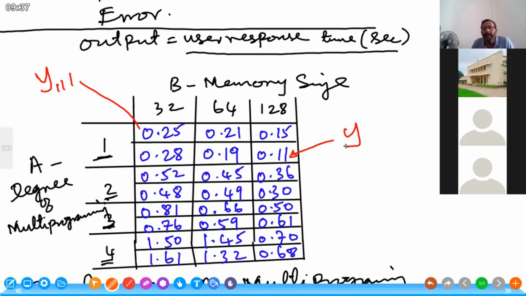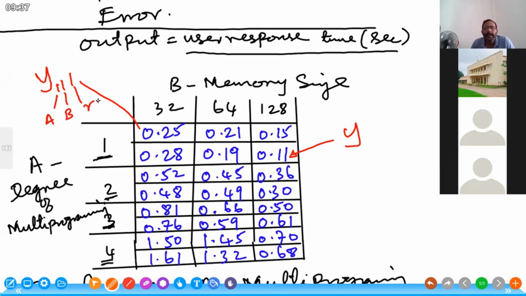How can we write that? Anyone? Just try, no problem. This is indicating factor A. This is indicating factor B. This is indicating replicate.